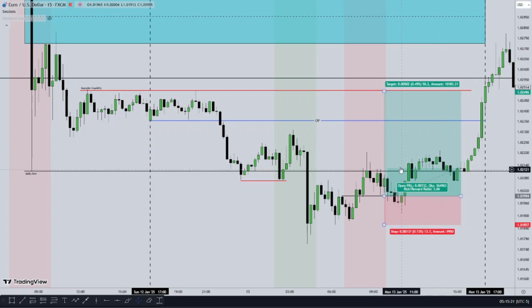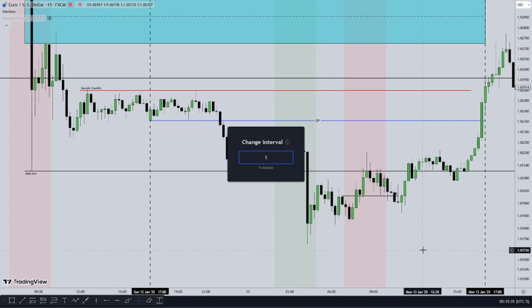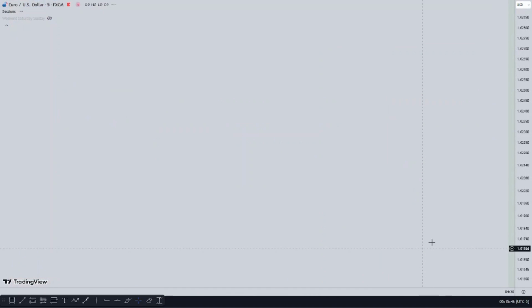Now let's go to the 5 minutes and look at more micro entries. We're going to do more live examples when there's a good scenario to explain this better. After the shift in market structure, that's what we're going to be looking at, because you need to see the 15-minute shift in market structure before you use your 5 minutes for execution.